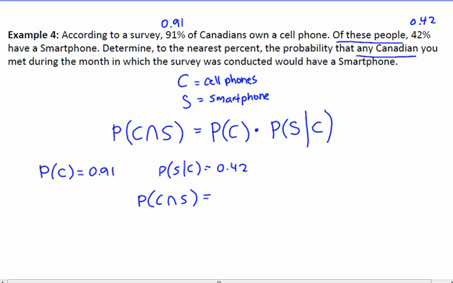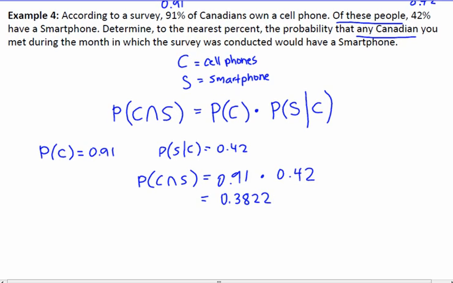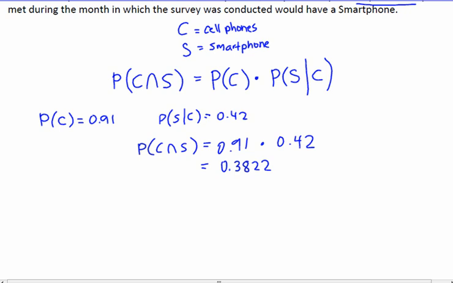Okay, equals, so 0.91 times 0.42. What does that give me? 0.3822. Okay, so they give it as a percent in the question, so let's give the answer as a percent. So what's the probability a Canadian has a smartphone? 38.22%.